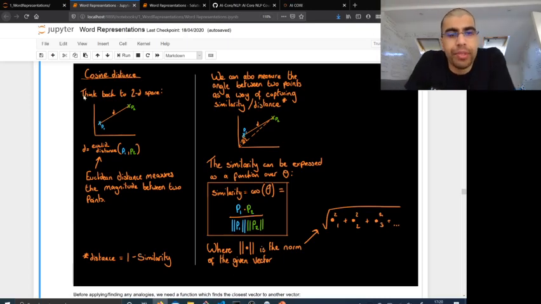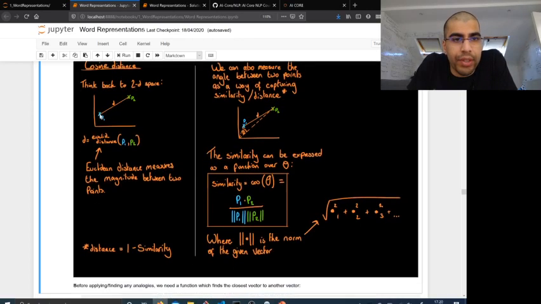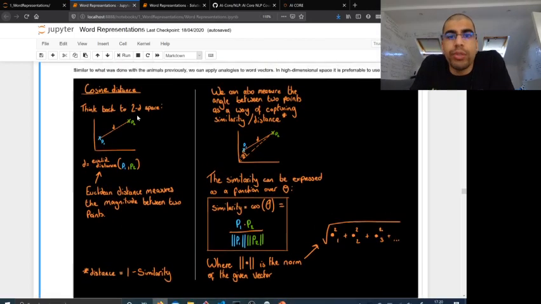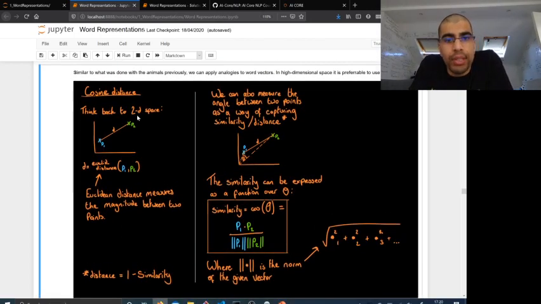Okay, so just thinking back to 2D space, for example, the Euclidean distance measures the magnitude between the two points, right? The magnitude is just the distance formula which was given above, the square root of the difference in length between the two points versus the difference in height. Now, we can also use the angle between two points as a way of capturing similarity or distance.